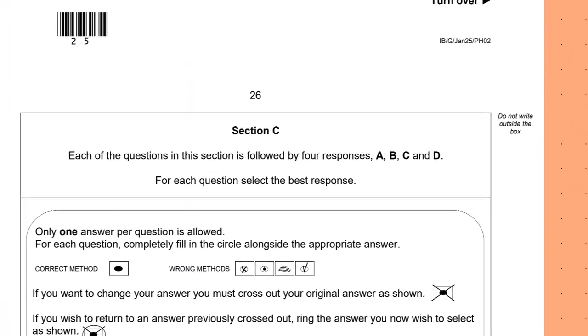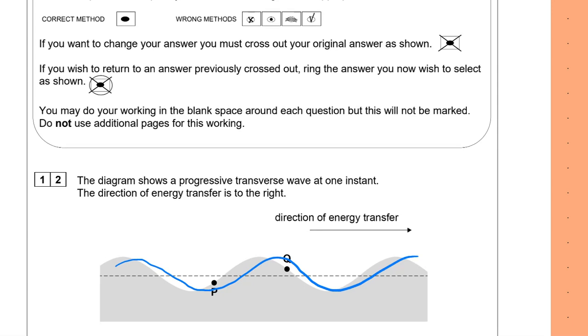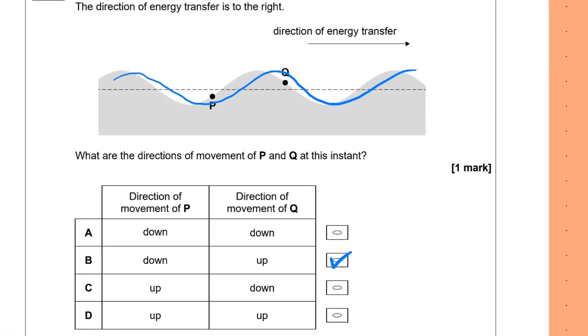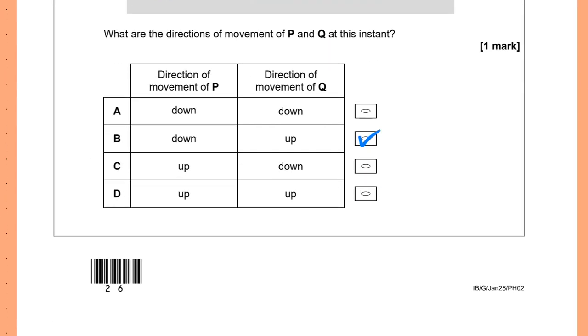Now we are going on to the MCQs, which is section C. The diagram shows a progressive transverse wave at one instant. Direction of energy transfer is to the right. So if this is the wave at one instant, I've just traced over this and shifted this slightly to the right to find what are the directions of movement after some time. So I can see that to be on this new wave, P must move down and Q must move up. That's why the answer to this is option B.